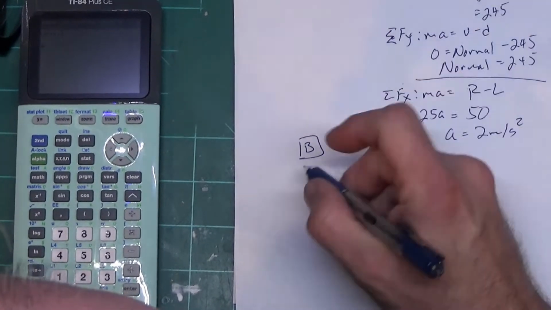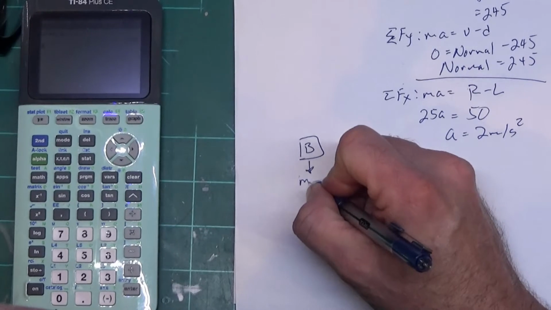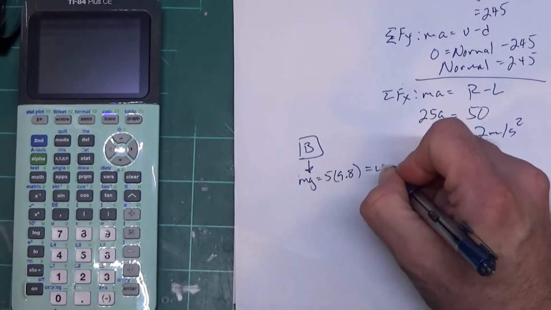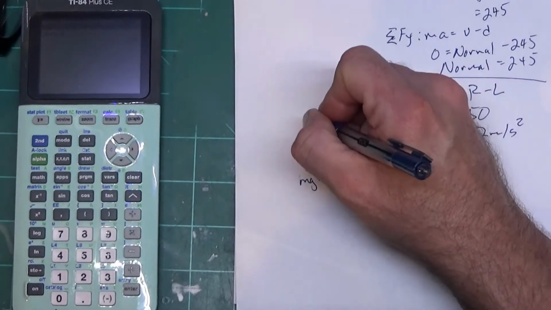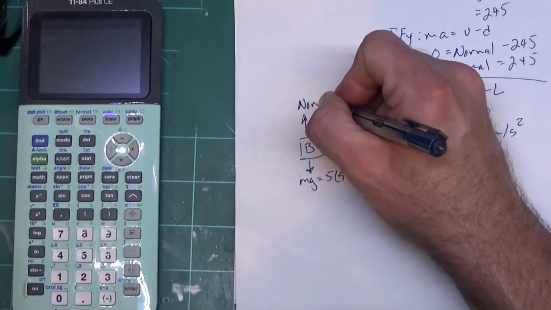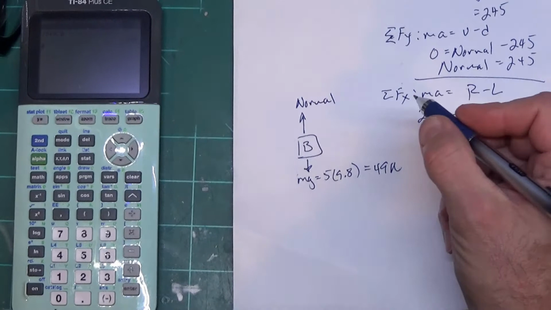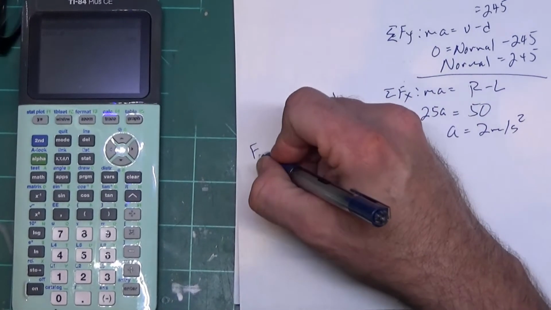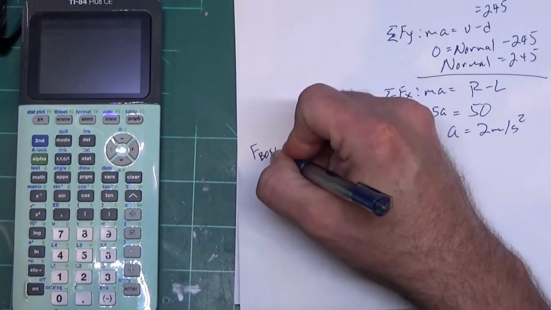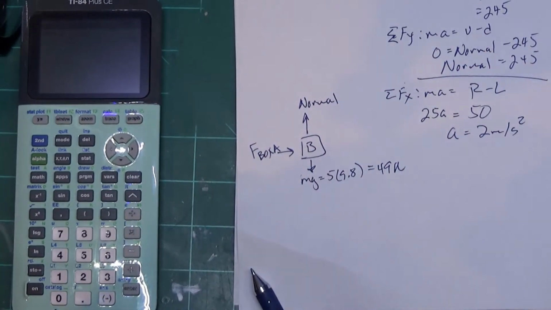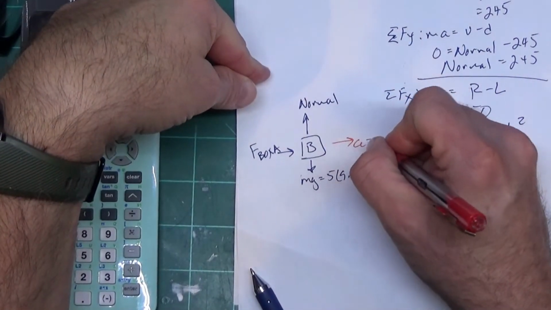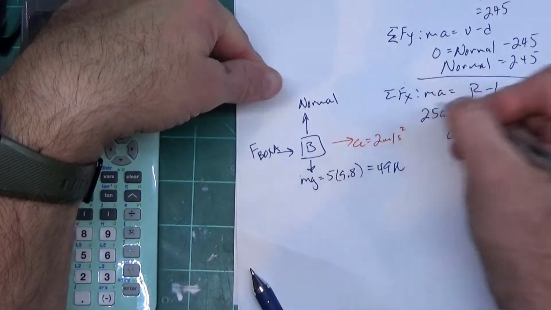Now box B has a mass of 5 kilograms, so mg will be 5 times 9.8, and that's 49 newtons. Going up, I have a normal force. Going to the right, we have the force between the boxes. So I'm going to just put force of box A here. And we are accelerating to the right, and that acceleration is what we just found a minute ago. My acceleration is 2 meters per second squared.